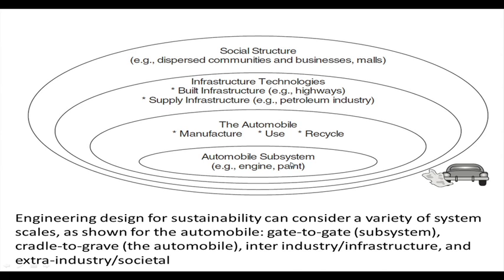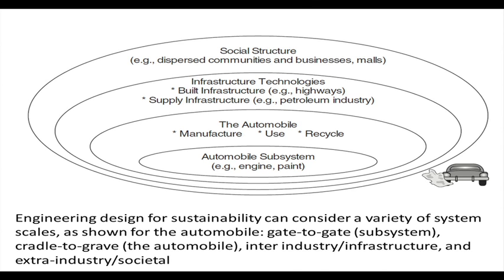As you can see here, engineering design has a variety of system scales. We can go from just the automobile part, to the automobile, to infrastructure, to even the social structure. So you can go at different levels, and within that we can look at the system as gate to gate, as a subsystem, as cradle to grave for the automobile system, or the inter-industry infrastructure and extra-industry societal system. That will be the whole thing.